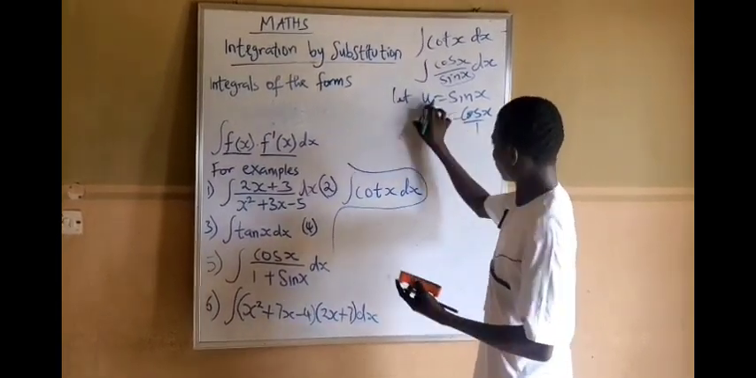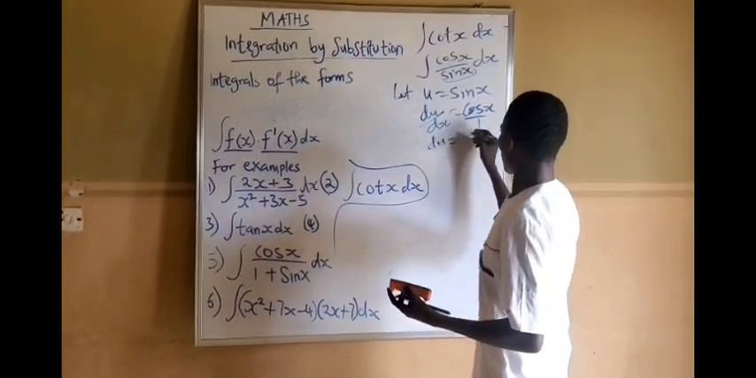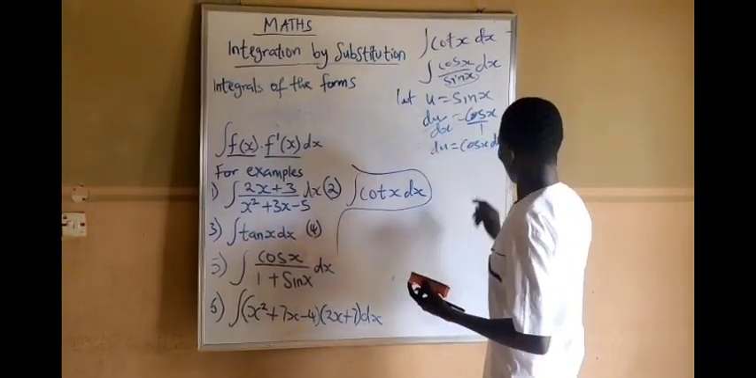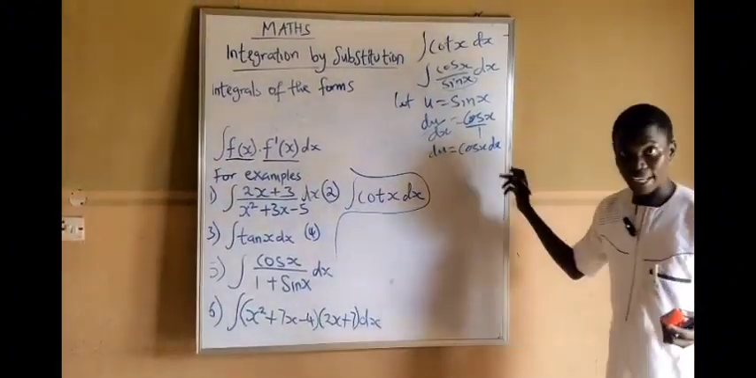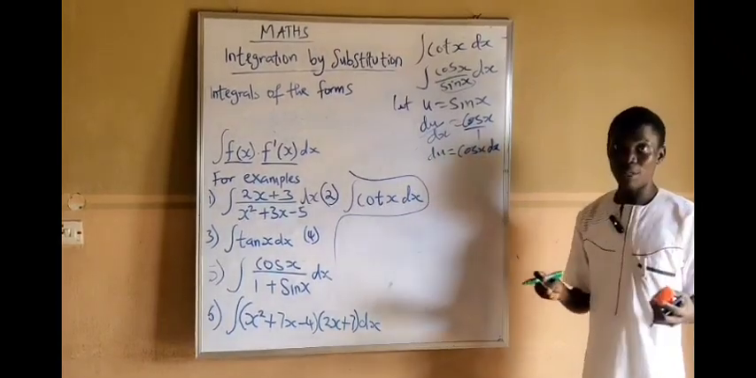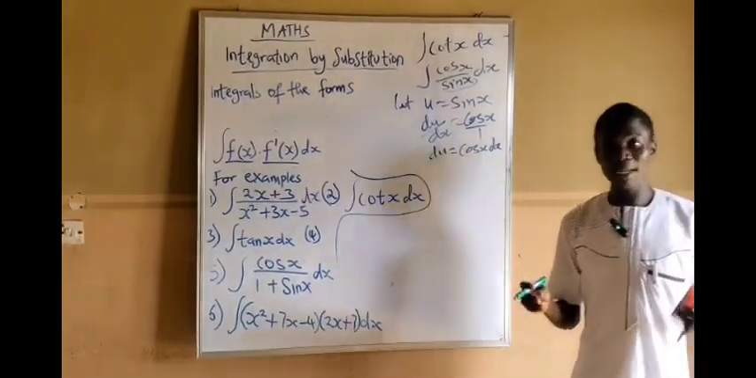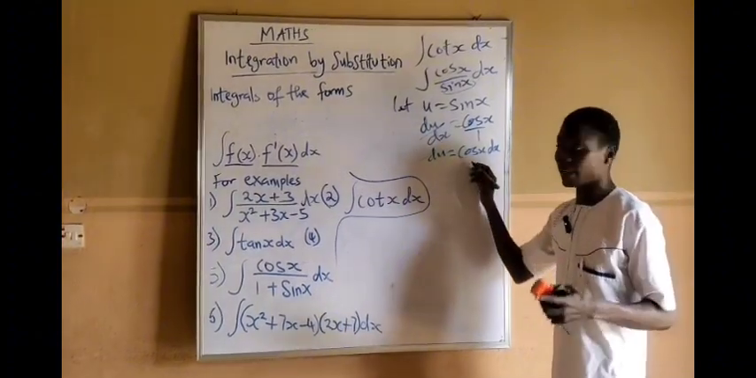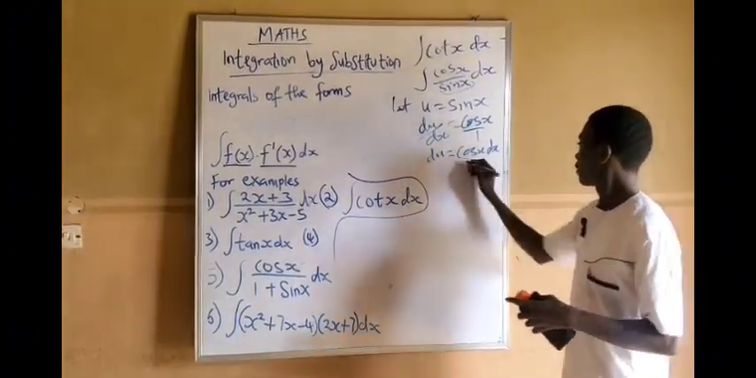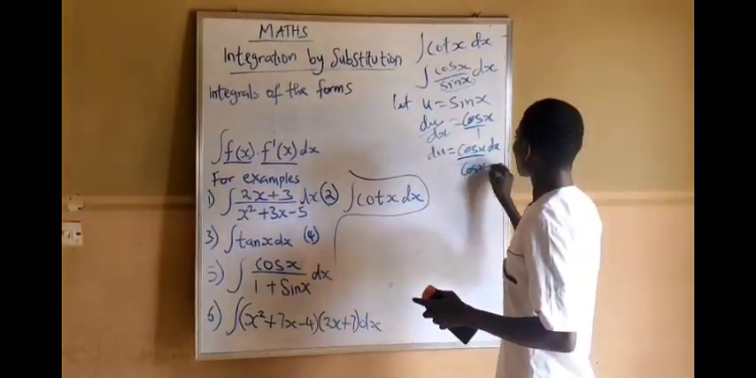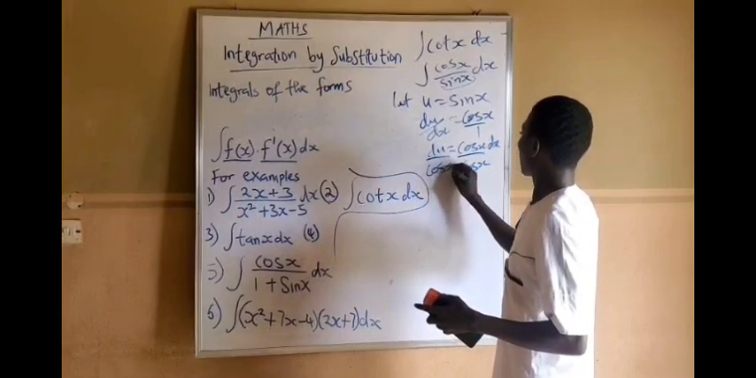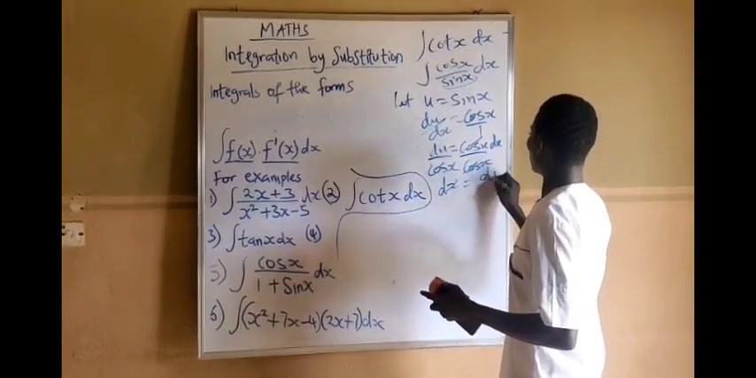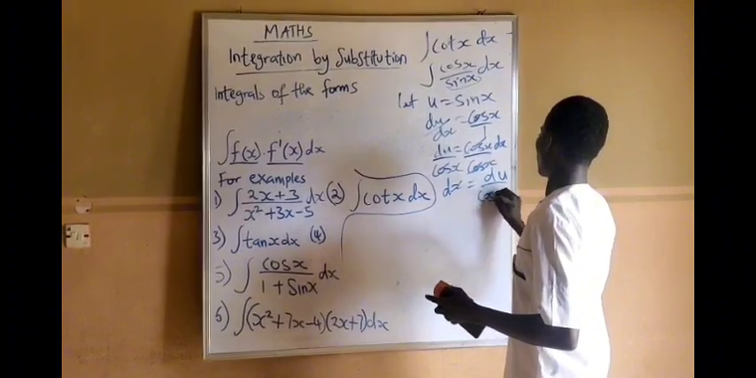So the du times 1 will still give you the du, equals to cos x times the dx, to give you the dx. Now mind you that I'm making the dx subject to the formula. This is what I'm making subject to the formula. So I will divide both sides by the coefficient of dx. And what is the coefficient of dx? The coefficient of dx is cos x. So I'll divide both sides by cos x. So dx equals to du over cos x.